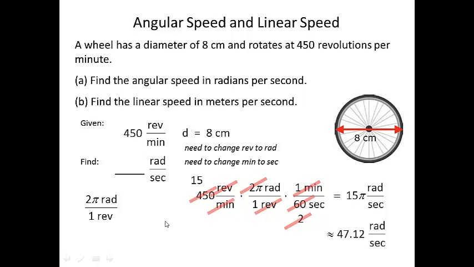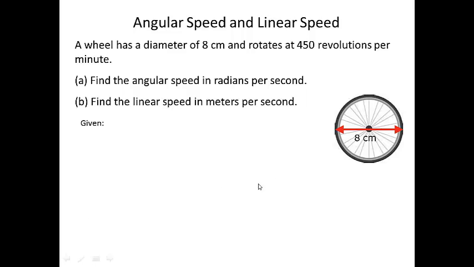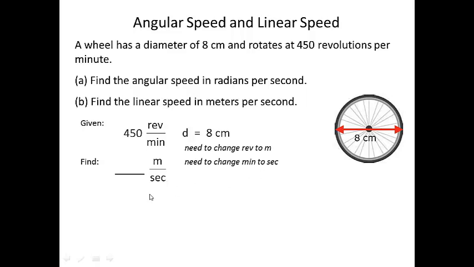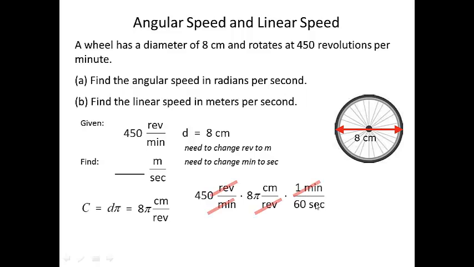And now, part B, the linear speed. Alright, so basically we have the same starting given information. We want now meters per second. Okay, now we need to change revolutions to meters, and we need to change minutes to seconds. So now we're going to do kind of the same thing here. And we have revolutions, and then we're going to multiply that, and we're going to get all of that.